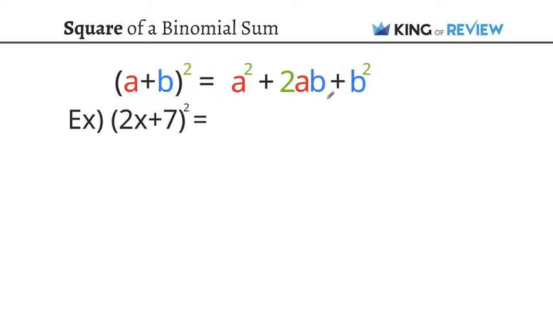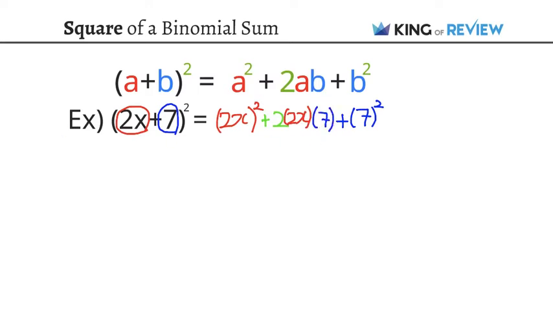Okay, as shown above, this is equal to the first one, 2x, the first one 2x squared, plus the last one squared, and then lastly plus 2 times the first one, that is 2x, times the last one, right?